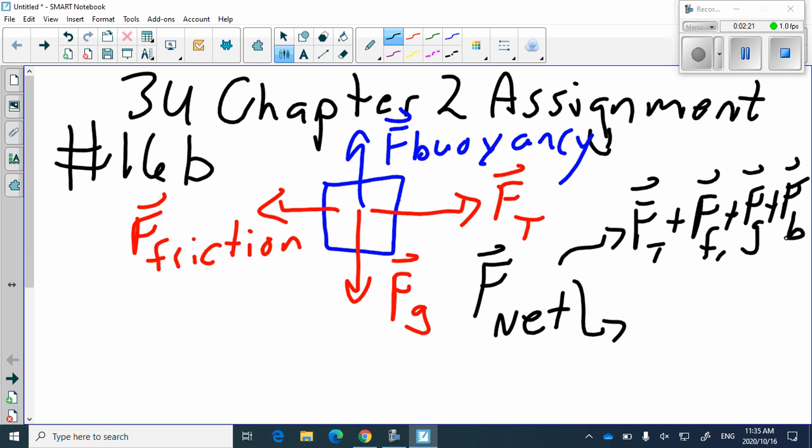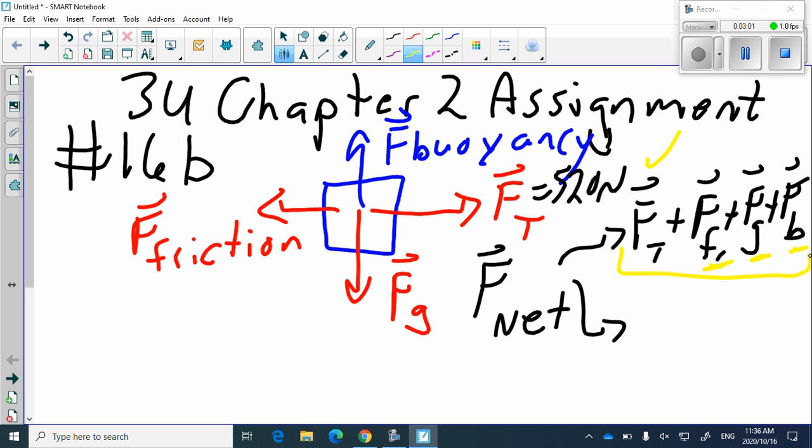Do they tell you? No, they don't tell you. Yeah, they do, 520. Okay, so that one they do tell you. Do they tell you the frictional force? No. Do they tell you how much force of gravity is? No. Do they tell you how much the buoyancy force is? No. So how am I going to calculate F net using this equation if I only know one of the forces? You can't. It's impossible to use that one.